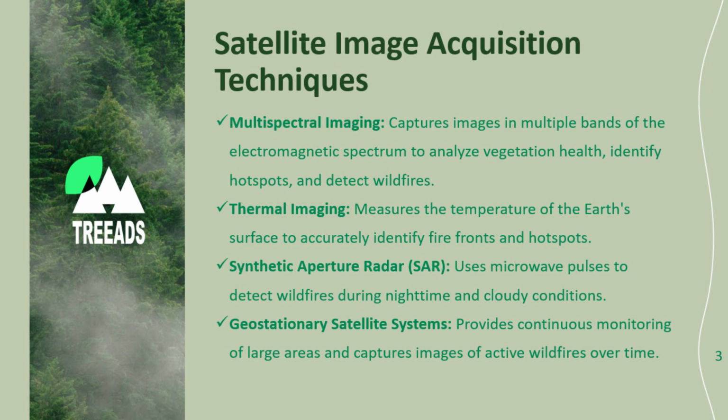Geostationary satellite systems. Geostationary satellites, such as GOES, Geostationary Operational Environmental Satellite, and Himawari, provide continuous monitoring of large areas by capturing images at fixed intervals. They are particularly effective for capturing images of active wildfires and tracking their progression over time.